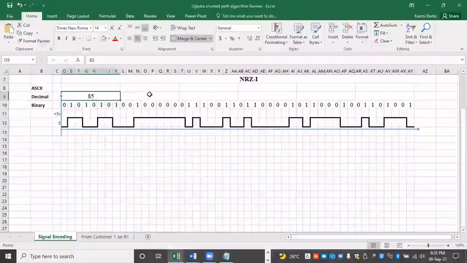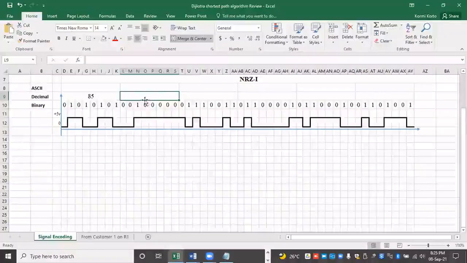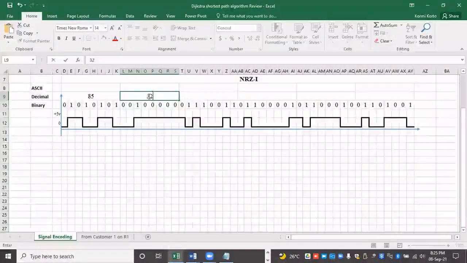The second character pretty much has all zeros besides the 6th bit, which is 2 raised to the power 5. And that should give you what? That's 32, right? That's 32 right there.